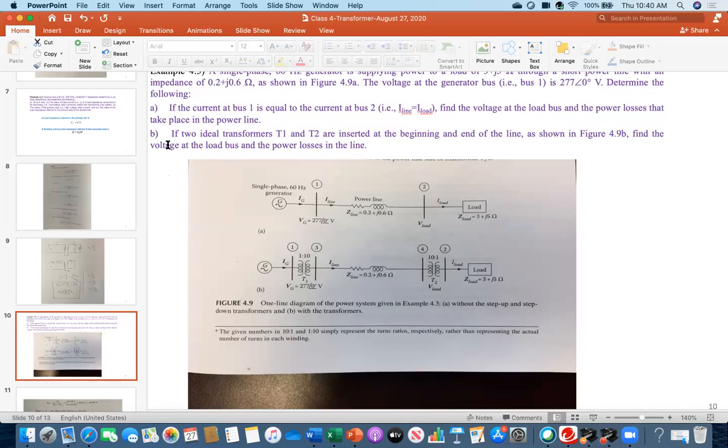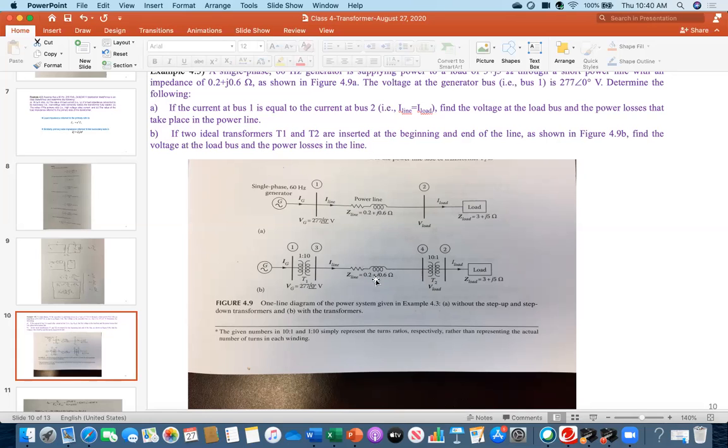Now see the second part. If two ideal transformers T1 and T2 are inserted at the beginning and end of the line. In the first part there was no transformer. Now everybody see, I am inserting one transformer here and another transformer here. That is the meaning of this. Then find out the voltage at the load bus and the power losses in the line.